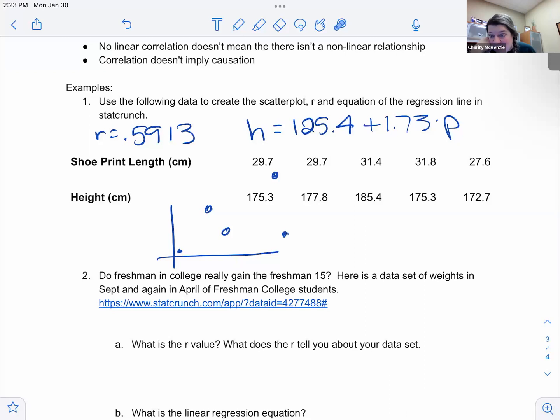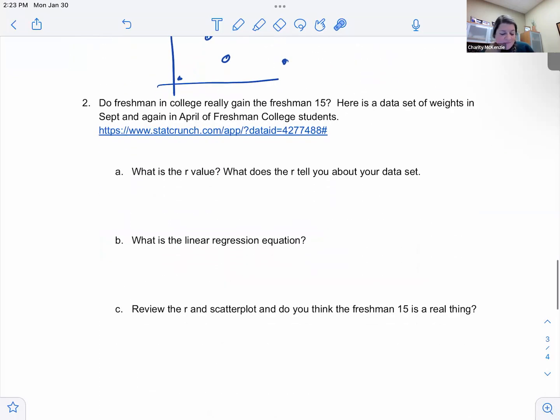Closer to 1, the better it is. It's still a relationship though. 0.59 is not that bad, it just depends on your situation. Okay, so the next one.